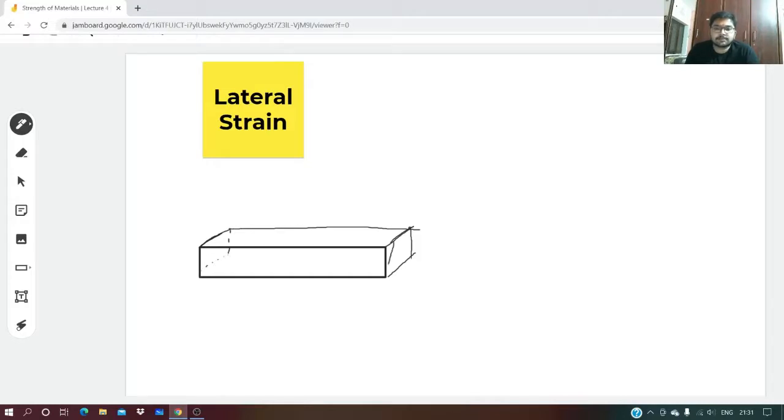Now suppose consider these areas which are in the vertical plane, and on those areas we are applying some normal load P. When I say normal load, that means the load is perpendicular to the area under study, the cross section at which we are trying to consider stresses. Loads in the perpendicular direction to the area are normal loads.